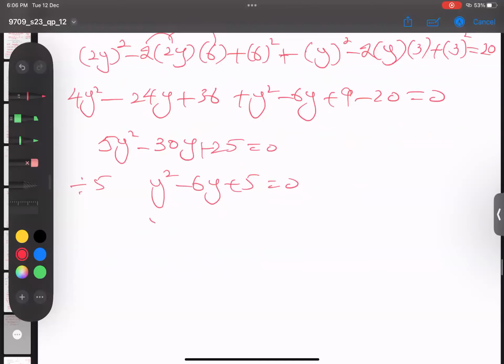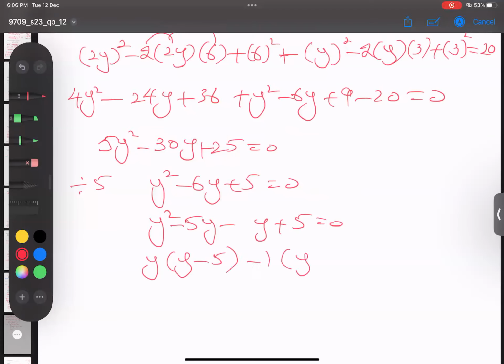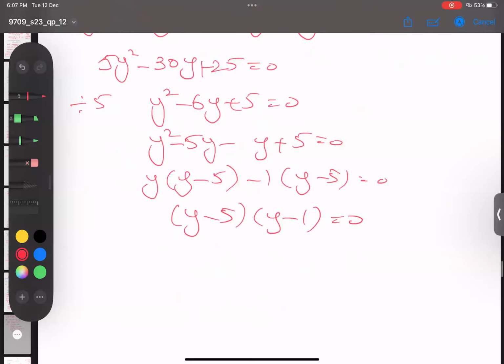Okay, factorization. 5 ones are 5, and now we have this choice: negative 3 and negative 2? Wait a minute, no, sorry, not working. 5 and 1. So negative 5 and negative 1. So y common, I get y minus 5, minus 1 common, y minus 5. I got (y minus 5)(y minus 1). So I got two answers, y equals 1 and y equals 5.